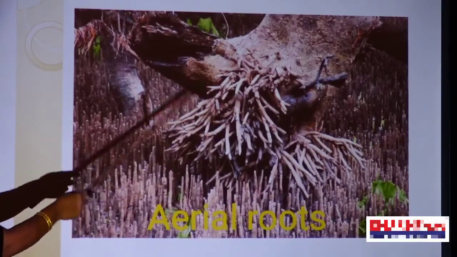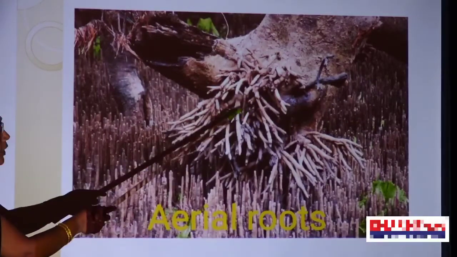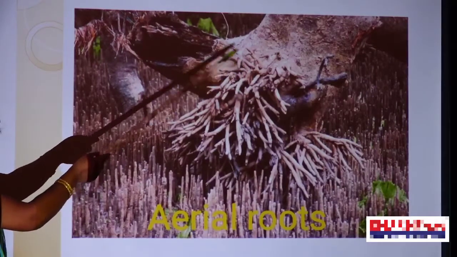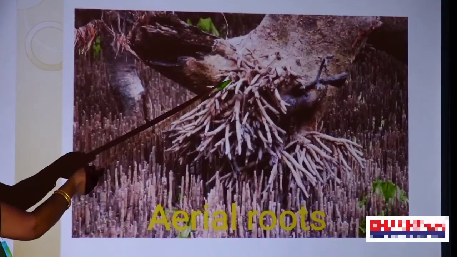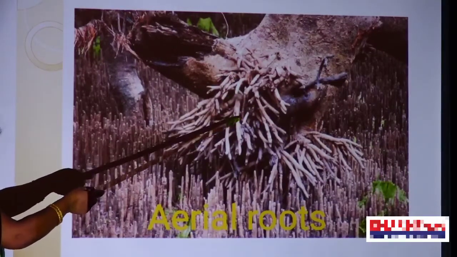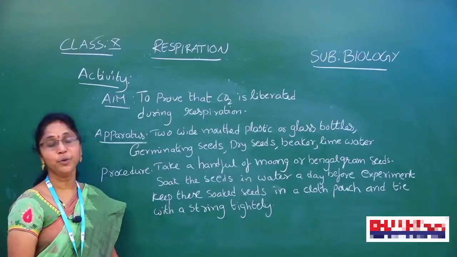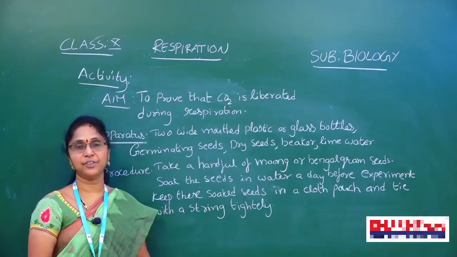These are all aerial roots. Compared to the normal roots, here we can see the roots are coming out of the soil. How much? Here we can see they are coming out nearly 13 inches. Simply, we call these breathing roots, or pneumatophores.